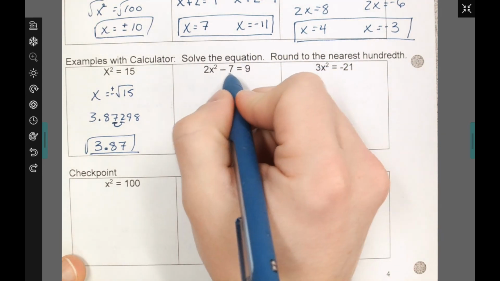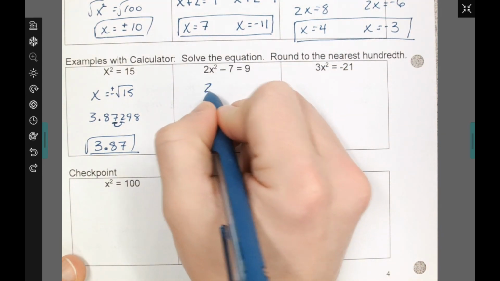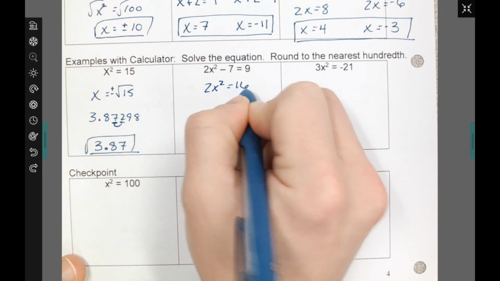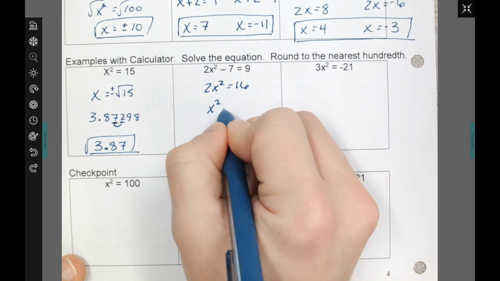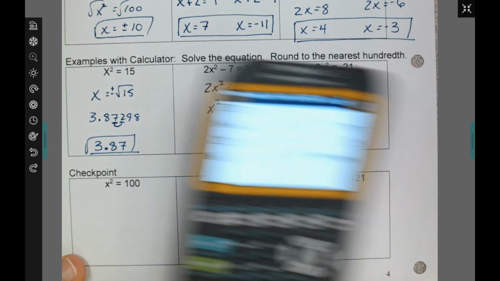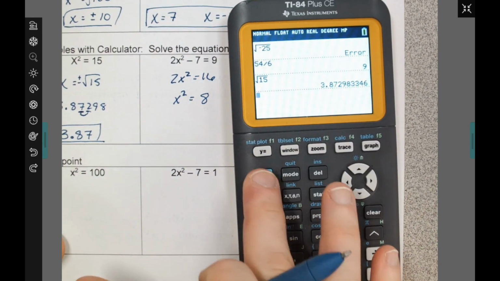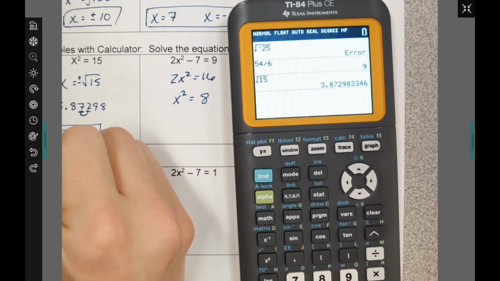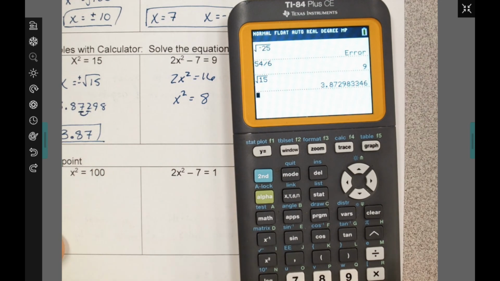Middle one, you've got to get the x squared by itself, so you add 7 to each side. 2x squared equals 16. Divide by 2. x squared equals 8. And then now we can finish it up. Hold on. Going back to the previous one. It should be plus or minus. Make sure you include the plus or minus.